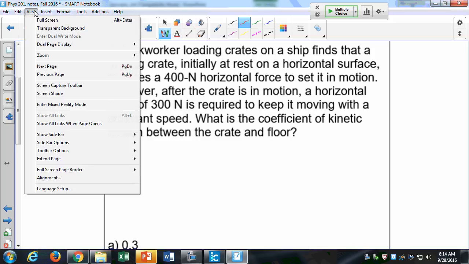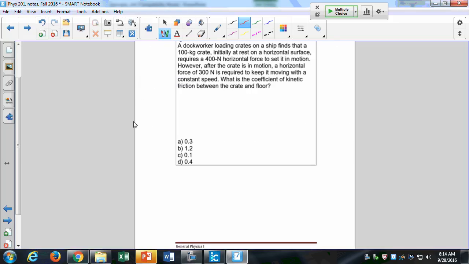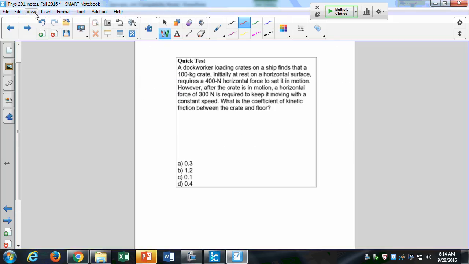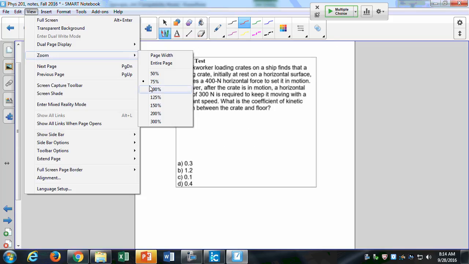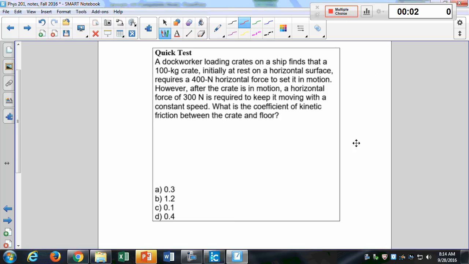Let's try this multiple choice problem. The dock worker loading crates on a ship, 100 kilogram crate requires a 400 Newton force to set it in motion, and after that a 300 Newton force to keep it in motion. What is the coefficient of kinetic friction between the crate and the floor?